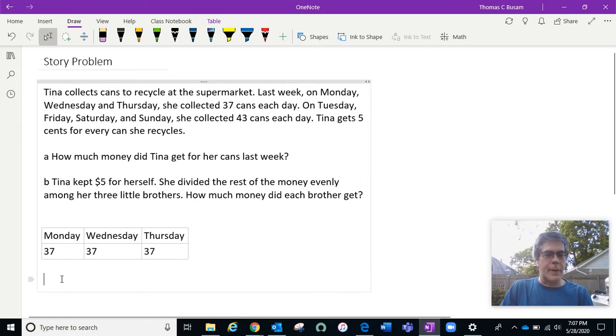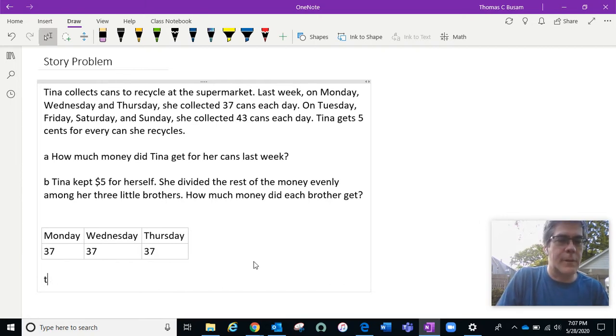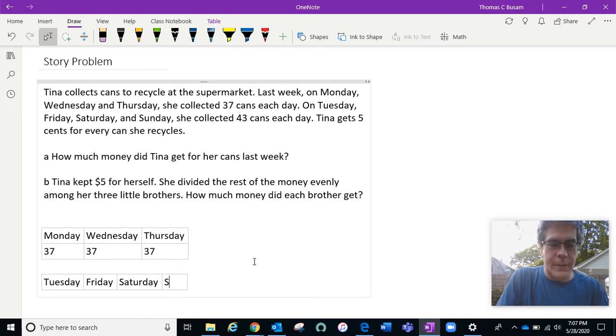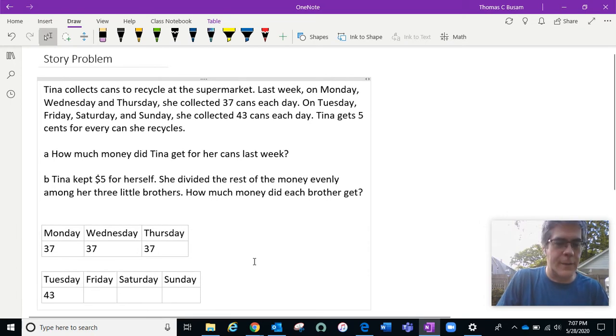37, and then there are 4 days. Tuesday, Friday, Saturday, and Sunday, and she collected 43 cans each of those days.